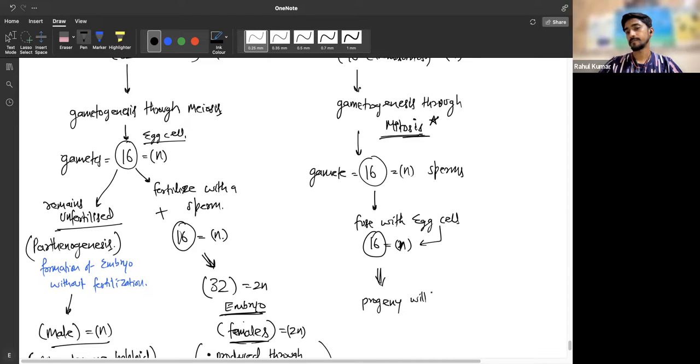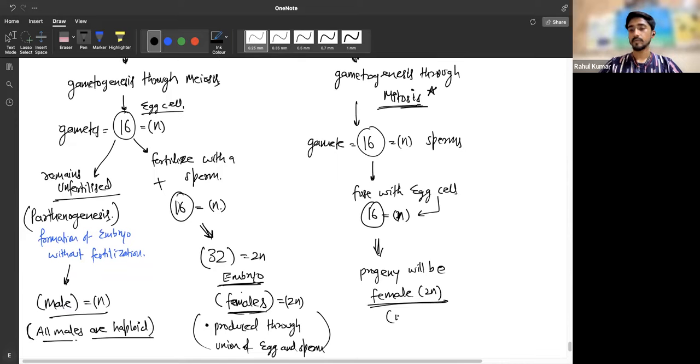Progeny will be a female, diploid. So it will be either a worker or the next queen. Is it clear, everyone?